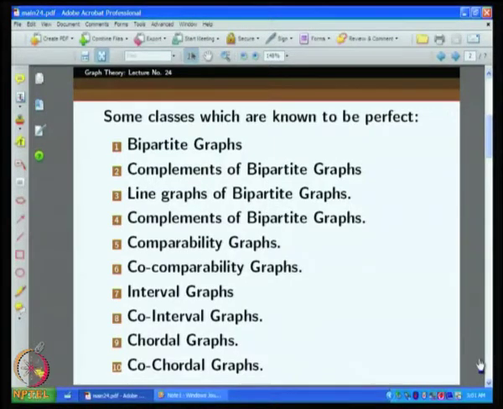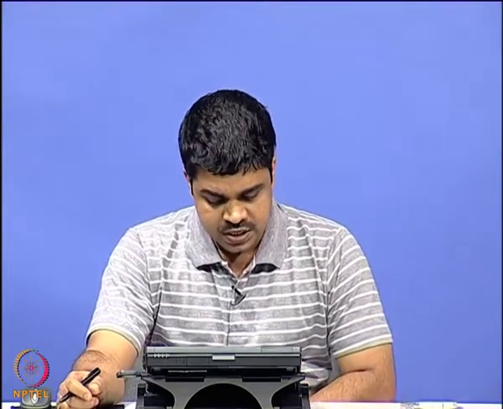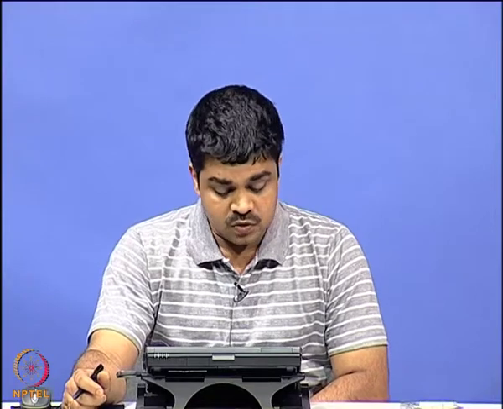These interval graphs are also very useful graphs. In several practical applications it arises. So, of course, they are defined because of their usefulness. But our intention here is to verify that these interval graphs are also perfect graphs. That means, any interval graph is a perfect graph.